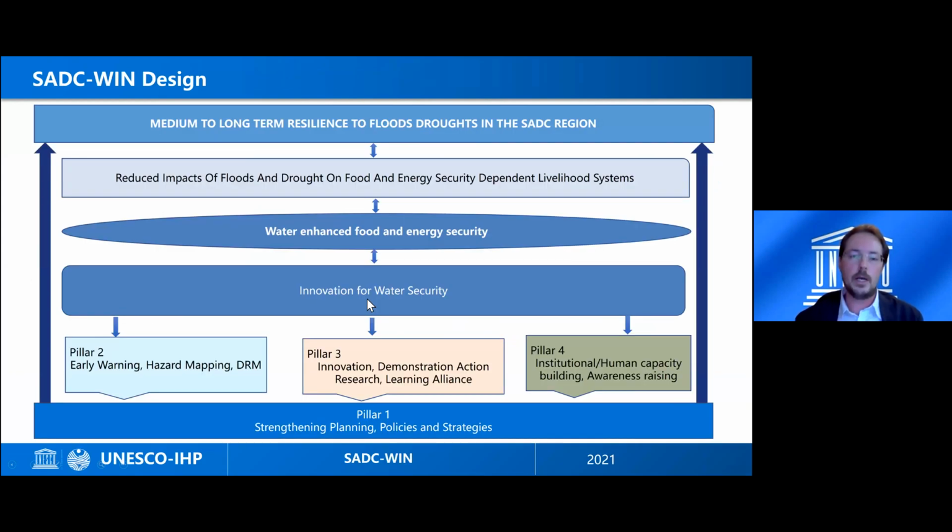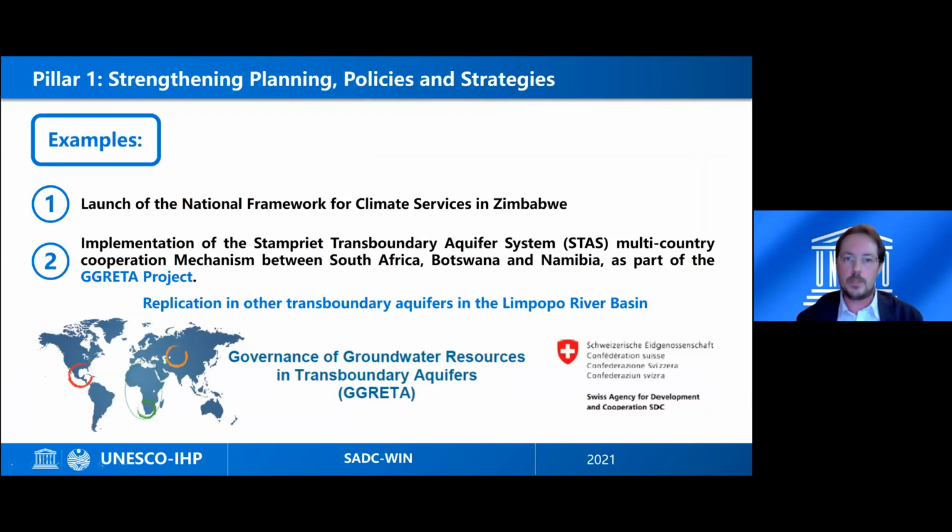Therefore, in 2014, they put up a SADC-WIN approach, and I'm just going to dive into the 4 pillars and give some examples of what UNESCO is doing to address these challenges. In terms of pillar 1, we are supporting member states in terms of strengthening planning, policies, and strategies. For example, related to the national framework of climate services in several countries, such as Zimbabwe, but also supporting, for example, South Africa, Botswana, Namibia, with the setup of the transboundary aquifer system for the Stampriet transboundary aquifer. And that's part of the governance of groundwater resources in transboundary aquifer project, or GRETA.